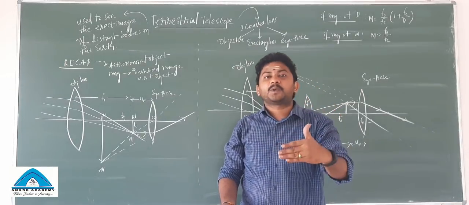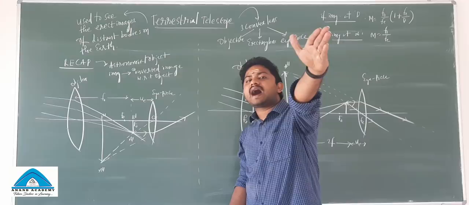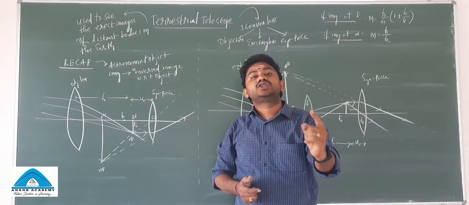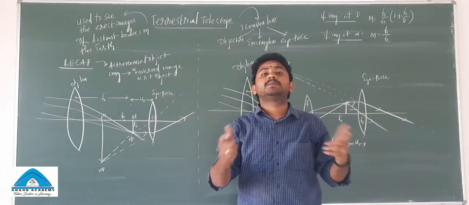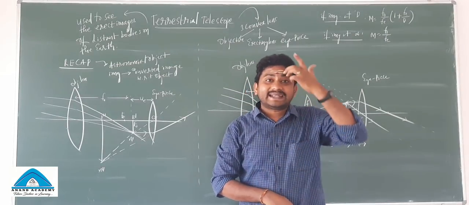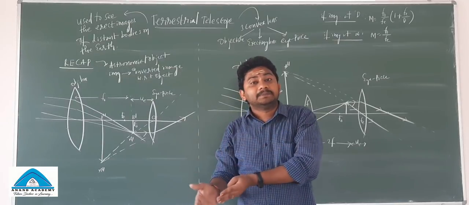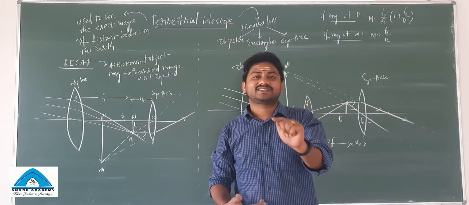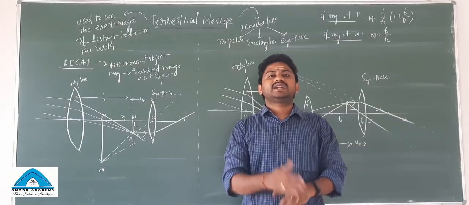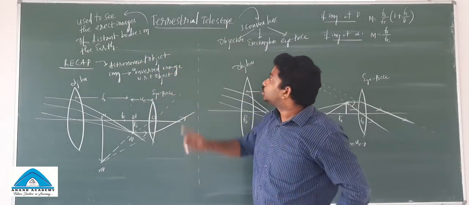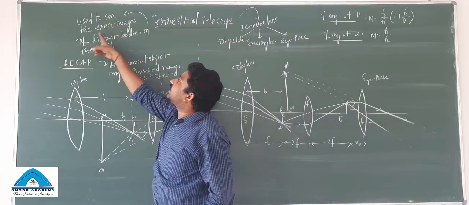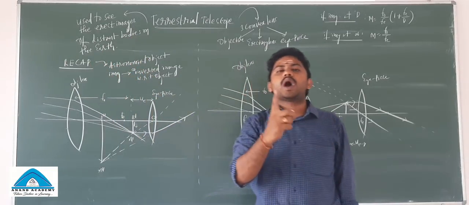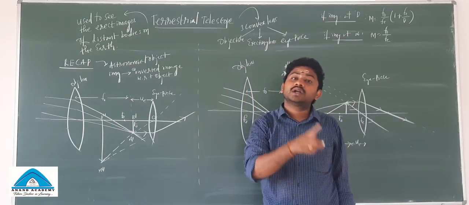But imagine we are observing a tree at a far distance on the earth's surface. If the tree's image is inverted, there will be a problem understanding the properties of the image. That is the reason the terrestrial telescope has come, to get the final image erect, that means as it is with respect to the object. So let us see the same thing I have written here. The terrestrial telescope is used to see the erect images of distant bodies on the surface of the earth. This is the first advantage of using the terrestrial telescope over the astronomical telescope.